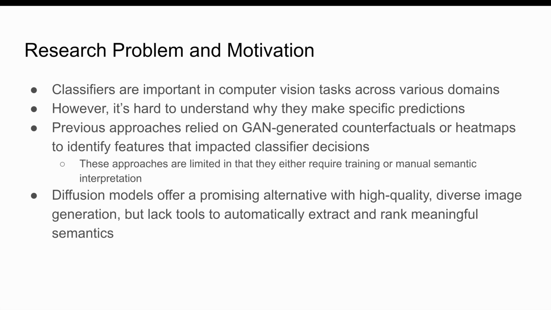Diffusion models, on the other hand, offer a new and promising direction. They're capable of generating high-quality, diverse images, but so far, they've lacked the tools to automatically extract and rank meaningful semantics for explanation. In this work, we aim to solve this problem by using diffusion models to identify and rank these key features that influence a classifier's decisions.